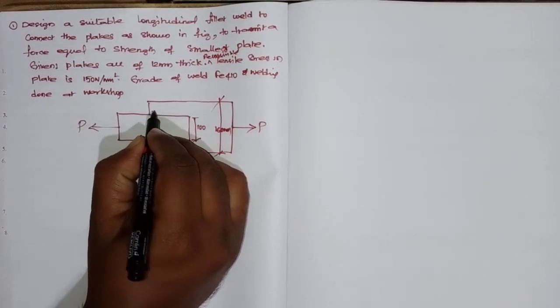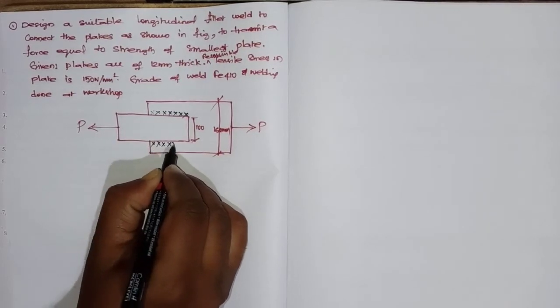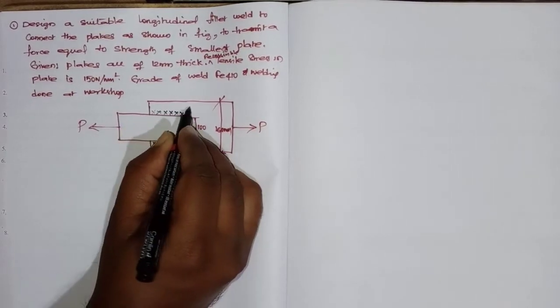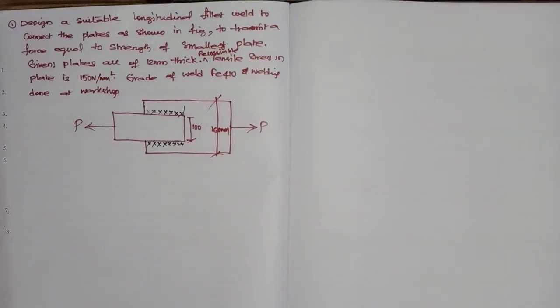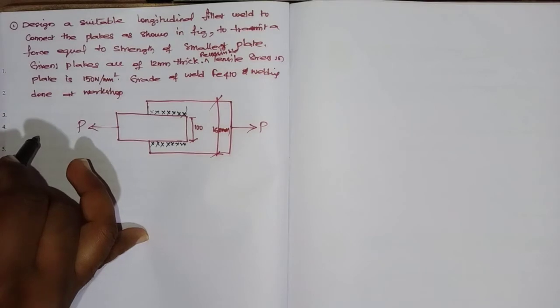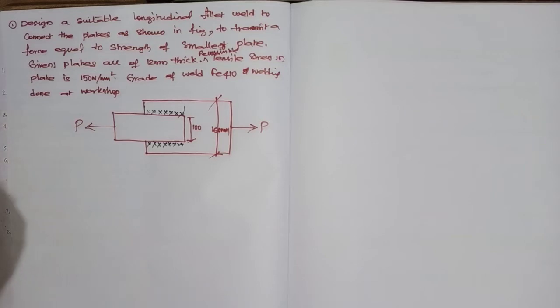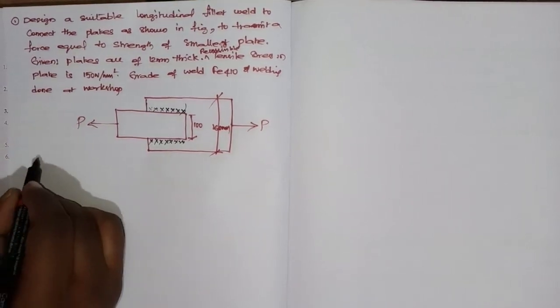Now they are asking to design the longitudinal fillet weld. Our aim is to find out how much length of overlap should be provided so that the member is carrying a load. First of all, you are supposed to calculate P, because no load is given and no length is given. So first you have to calculate the load, and then calculate for resisting that load how much length of longitudinal fillet weld should be provided so that the joint will be safe. This is the question.